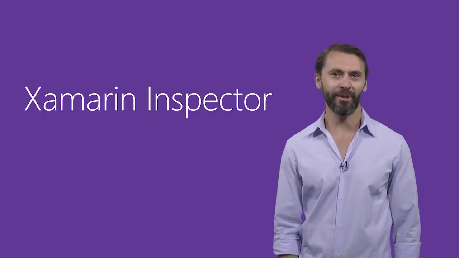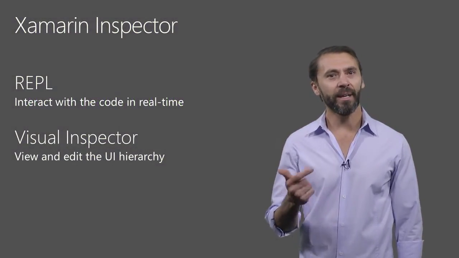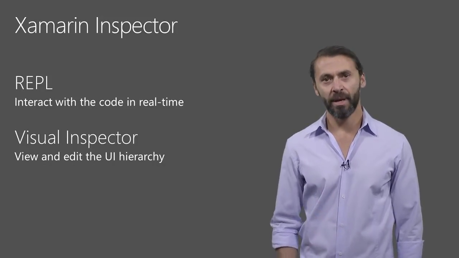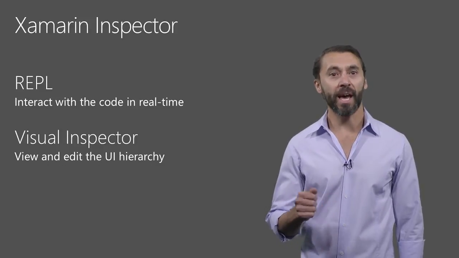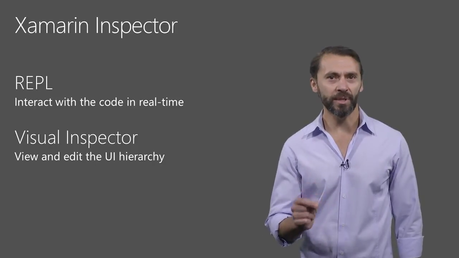Now let's check out the Xamarin Inspector. There are two main features of the Inspector: programmatic and interactive access to the app's user interface visual tree. Programmatic access is exposed via the REPL, short for read eval print loop, which lets you write code that affects the app in real time. Interactive access is available in the Visual Inspector.